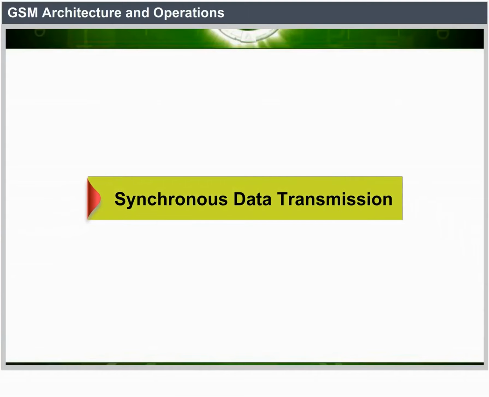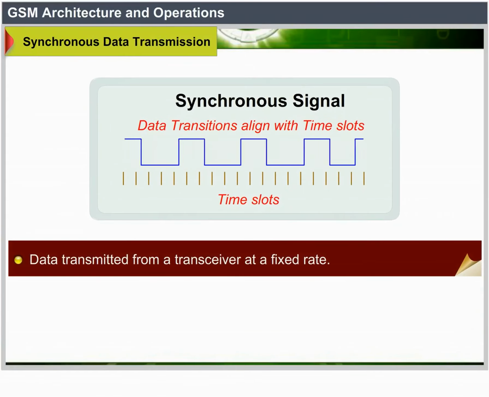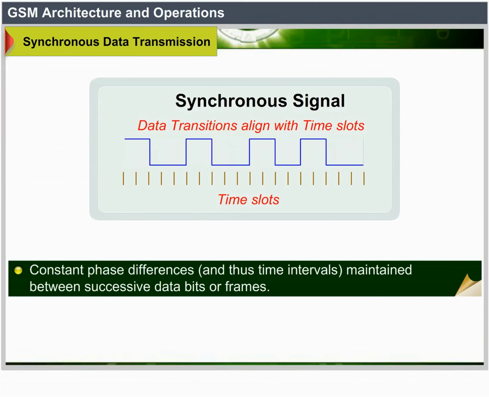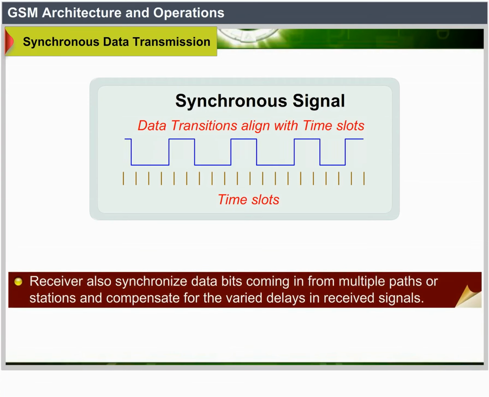Synchronous data transmission. Data is transmitted from a transceiver at a fixed rate. Constant phase differences, and thus time intervals, are maintained between successive data bits or frames. The receiver must synchronize the clock rate according to the incoming data bits. The receiver also synchronizes data bits coming in from multiple paths or stations and compensates for the varied delays in received signals.